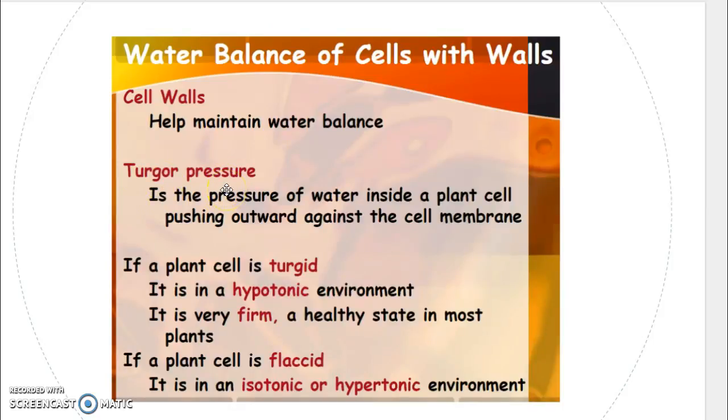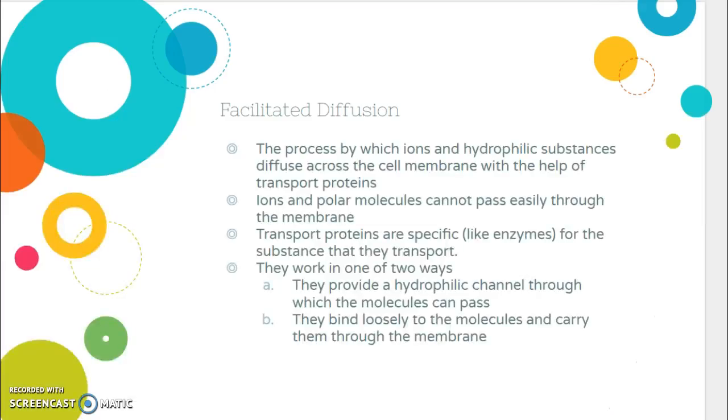We've talked about plant cells a lot. Turgor pressure is the pressure of the water inside a plant cell pushing outward against the cell membrane. When a plant cell is turgid, it is in a hypotonic environment, and it's very firm, and this is the state that plants prefer. If a plant cell is flaccid, then it is in an isotonic or a hypertonic environment.